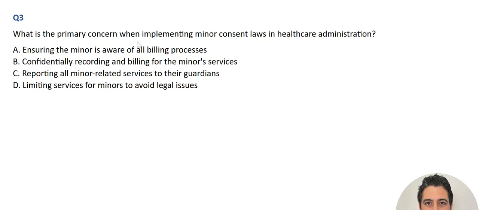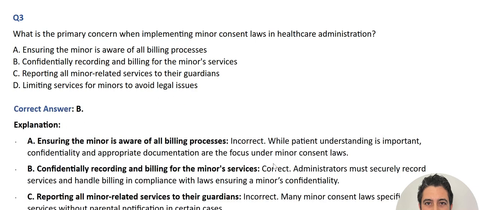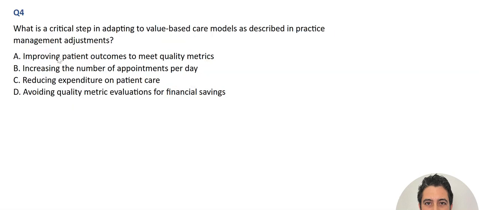Question 3. What is the primary concern when implementing minor consent laws in healthcare administration? A. Ensuring the minor is aware of all billing processes. B. Confidentially recording and billing for the minor's services. C. Reporting all minor-related services to their guardians. Or D. Limiting services for minors to avoid legal issues. The most appropriate answer is B, as administrators must securely record services and handle billing in compliance with laws ensuring a minor's confidentiality.